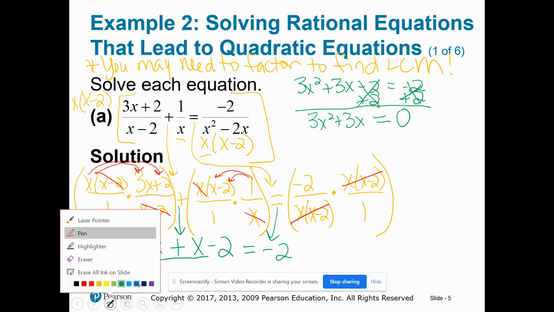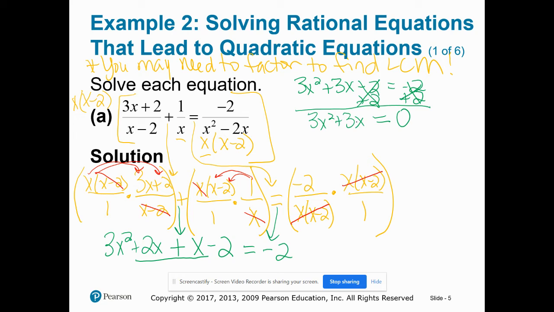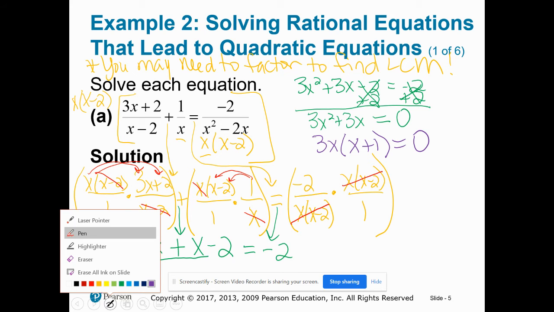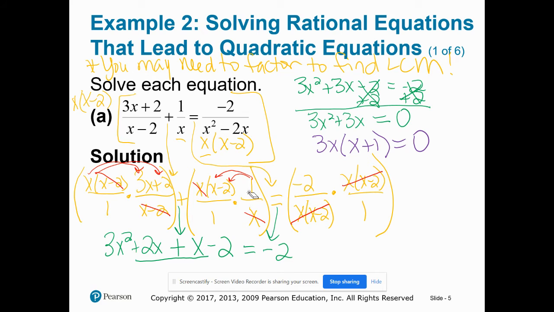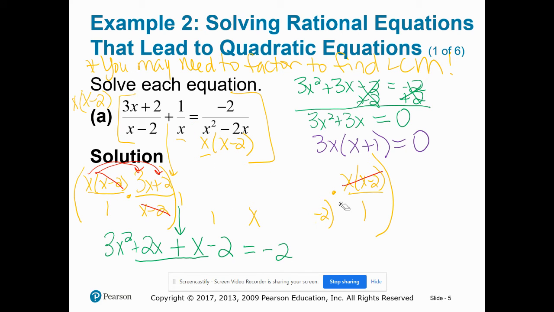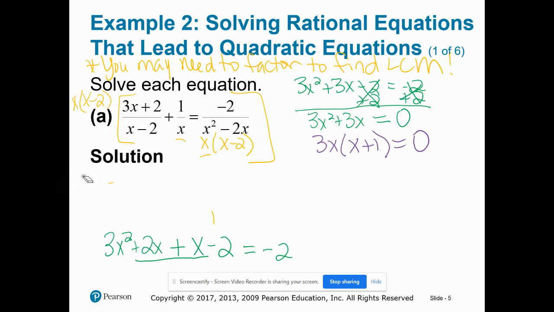Well, okay. Take out our greatest common factor then, because remember, whenever we solve by factoring, we start with a GCF. Our greatest common factor is 3x. That leaves us with x plus 1. Well, I don't have any other factoring to do. That means that we can start solving.